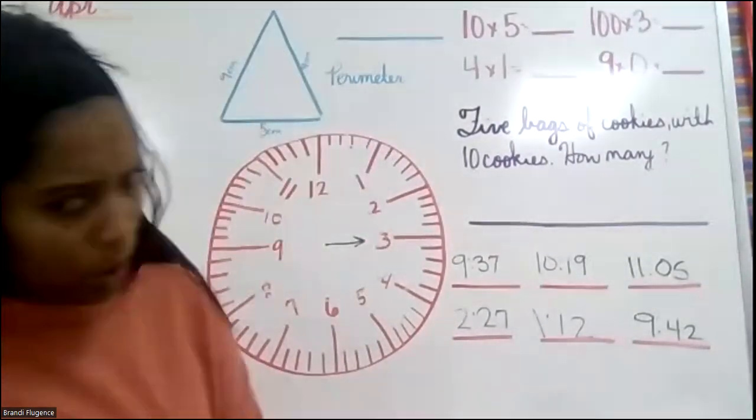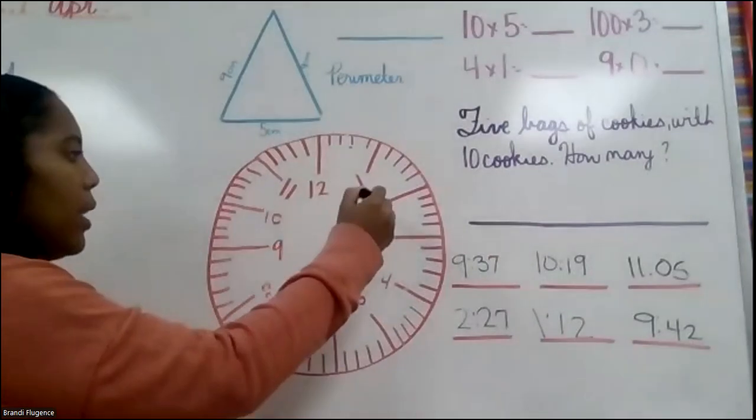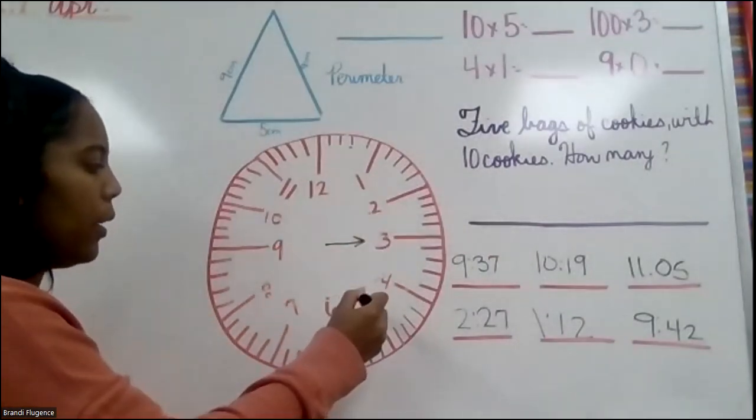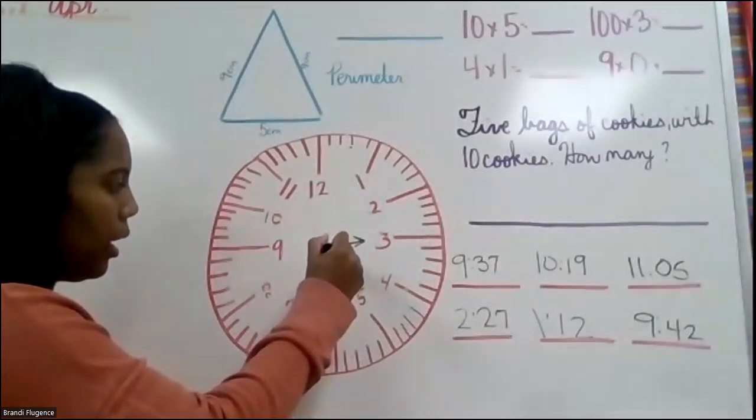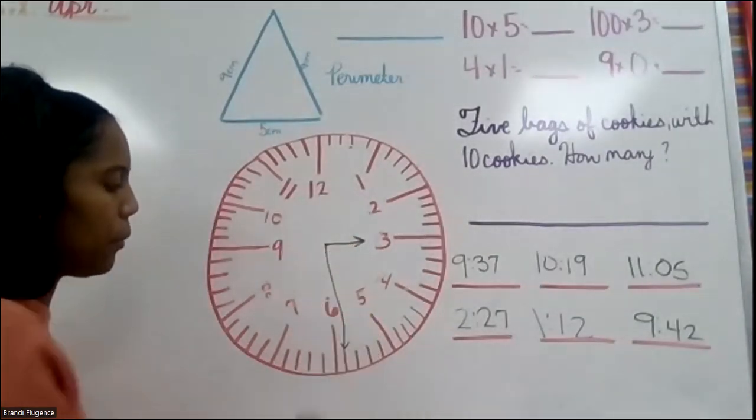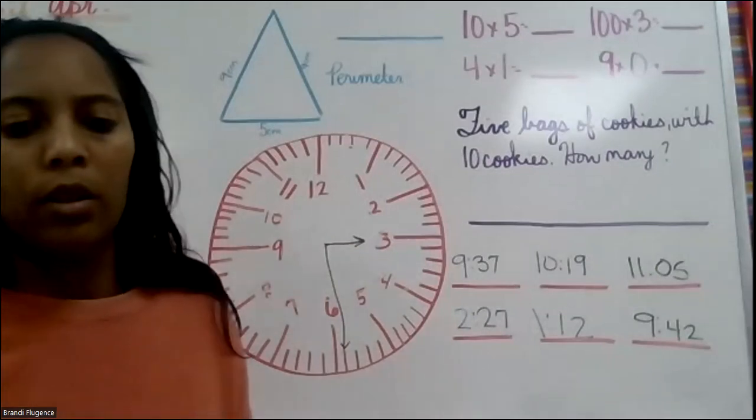So we need to pass up one of the 5s. So 5, 10, 15, 20, 25. So let's count. 26, 27, 28, 29. Our minute hand should be on this one here, right before we get to the 6. 29.